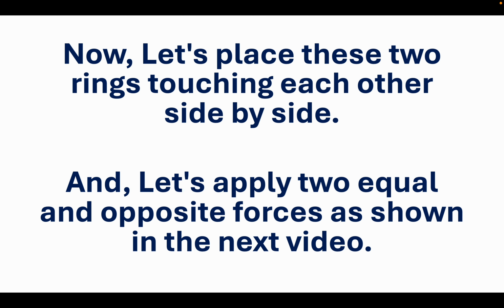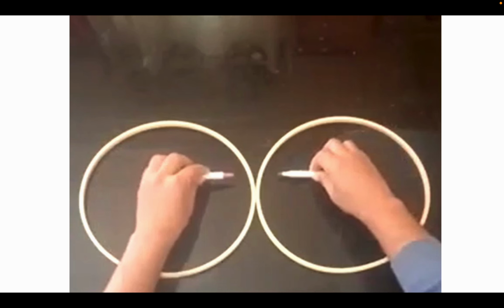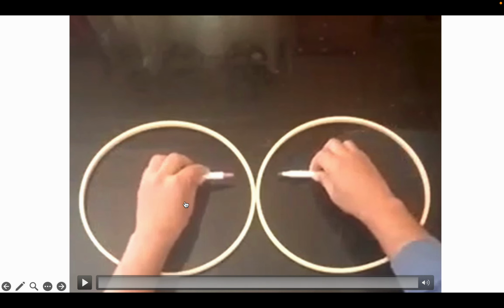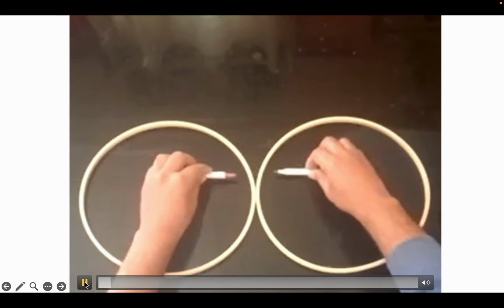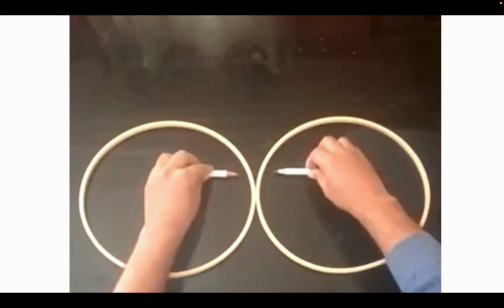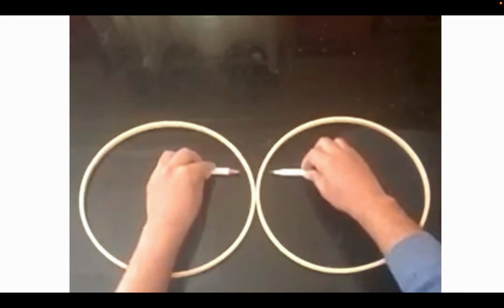Now let's place these two rings touching each other side by side, and let's apply two equal and opposite forces as shown in the next video. These two rings are placed side by side, touching each other in the same plane, and let's see the video.